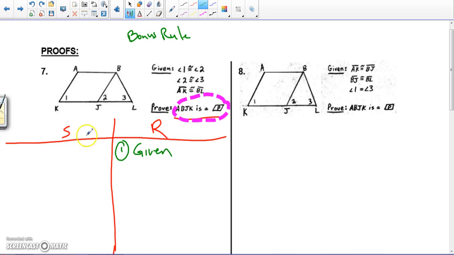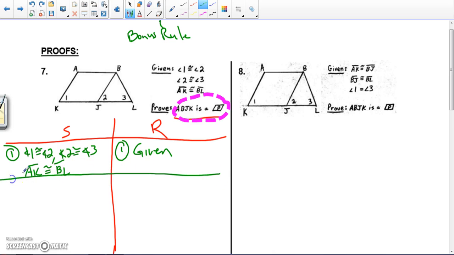All right, so we'll get the given in. There's a few this time. We have angle 1 congruent to angle 2. We have angle 2 congruent to angle 3. And we have segment AK congruent to segment BL. Marking in 1 congruent to 2, 2 is congruent to 3, so those are only going to get one arc each, you can see. And AK right here is congruent to BL right there.